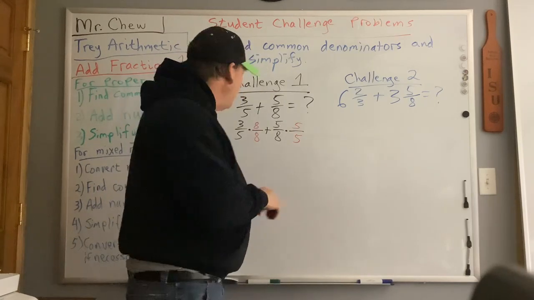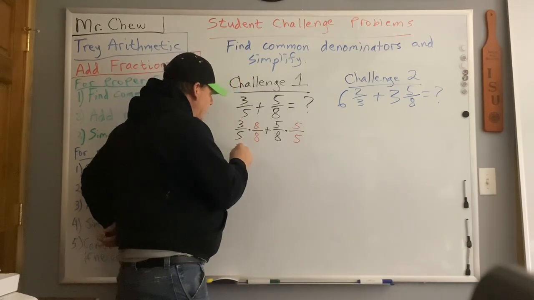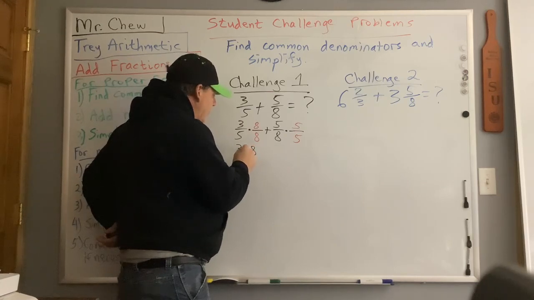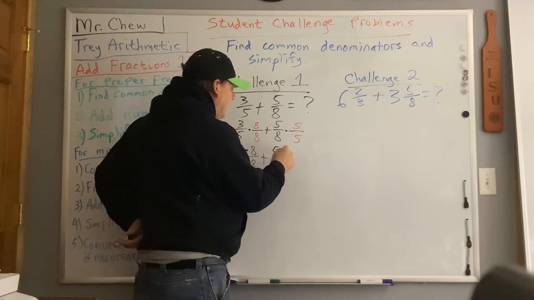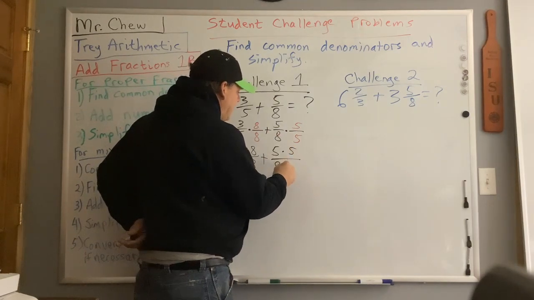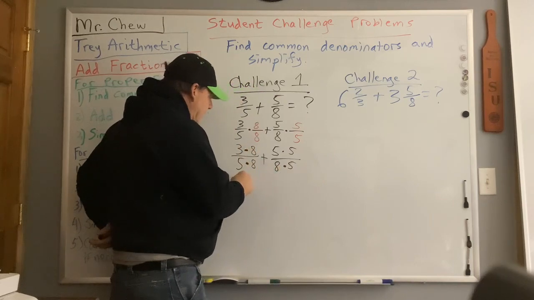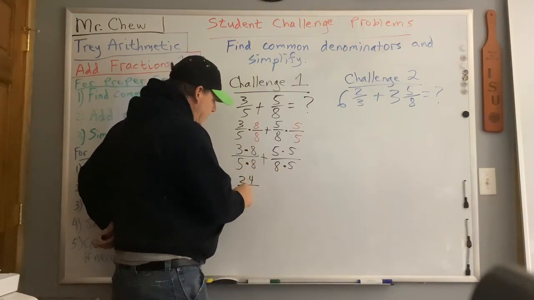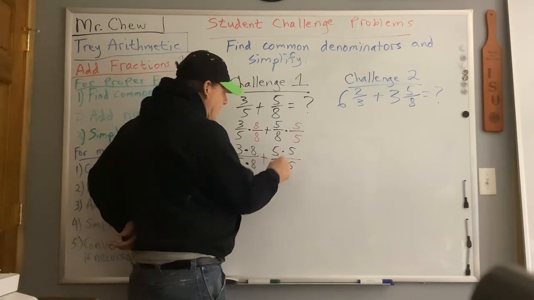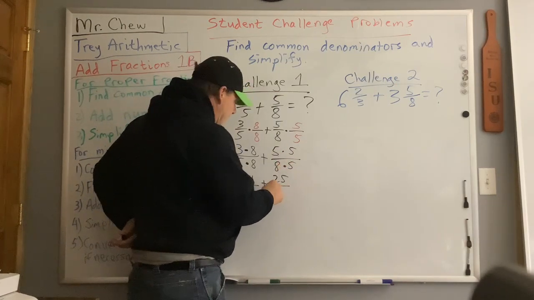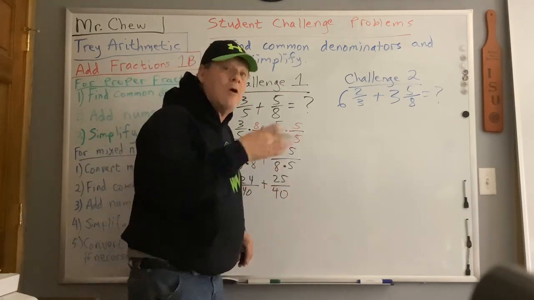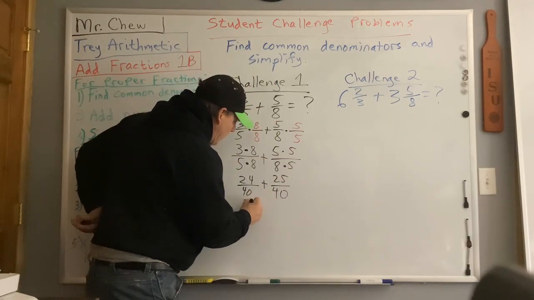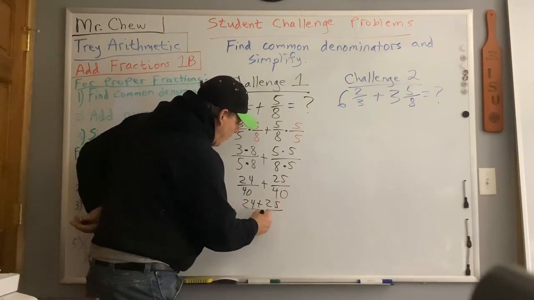Now, when you're multiplying fractions, you multiply the numerators, so it's 3 times 8. I used a raised dot for multiplication, over 5 times 8. And on the right, 5 times 5 over 8 times 5. 3 times 8 is 24. 5 times 8 is 40. Plus 5 times 5 is 25. 8 times 5 is 40. Whenever you have the same denominator, we can add the numerators and put it over that denominator. So it's 24 plus 25 over 40.